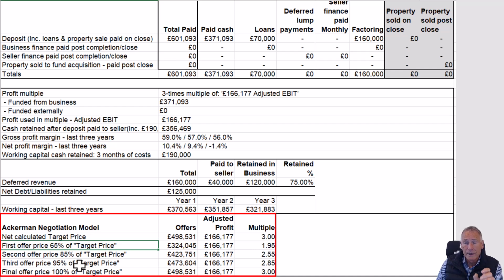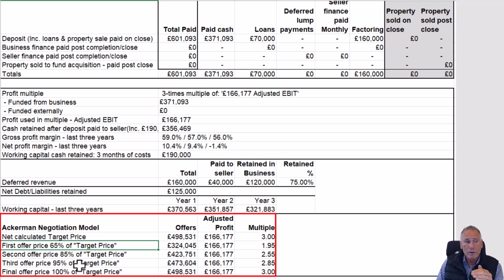And you can show them how you calculated the adjusted profit and what multiple you've used, and how reasonable that is based upon the type of business, the sector it's in, how many years it's been trading, and all the other metrics that go into working out a multiple.